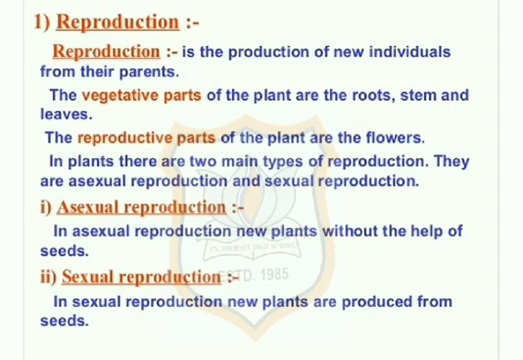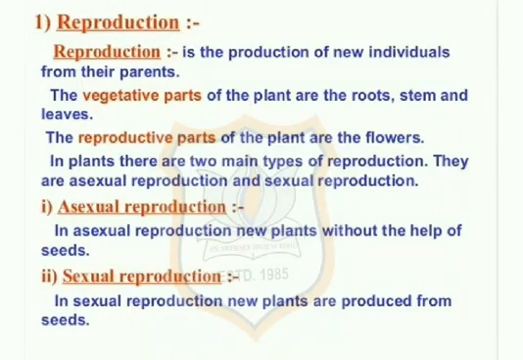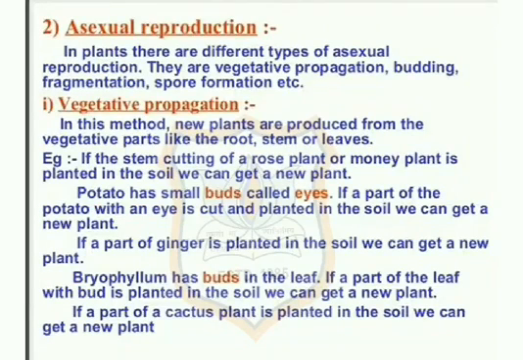There are several ways by which plants produce their offspring. These are categorized into two types, asexual and sexual reproduction. In asexual reproduction, plants can give rise to new plants without seeds, whereas in sexual reproduction, new plants are obtained from seeds. Asexual reproduction. In plants, there are different types of asexual reproduction. They are vegetative propagation, budding, fragmentation, and spore formation.